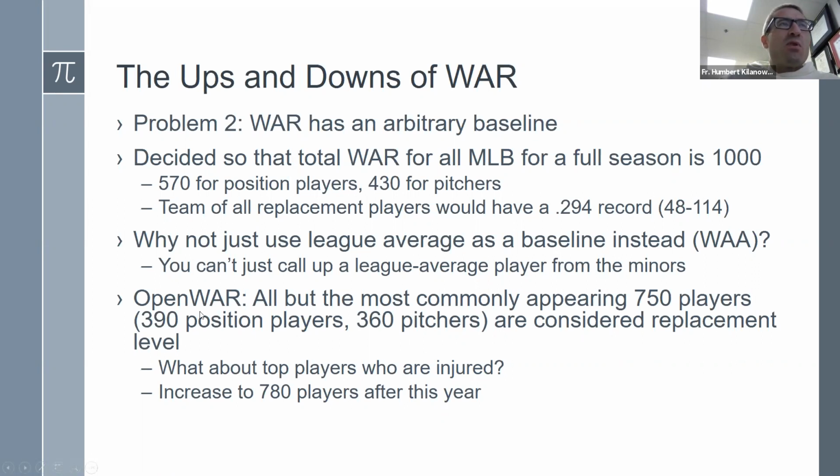Another algorithm called the Open WAR source says, okay, we'll define replacement level by everyone who's not one of the most common players who's on the roster spots. So there are 25 roster spots for 30 teams, 750 players. So those would be the everyday players, the ones who appear most commonly. And then everybody else would be replacement level. Of course, now you have roster expansion to 26 per team. And if you have a top player who's injured, then that player would be considered replacement level. So there's no easy way to find the baseline in major leagues.